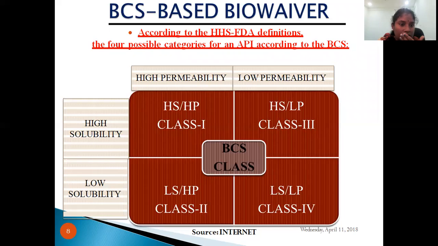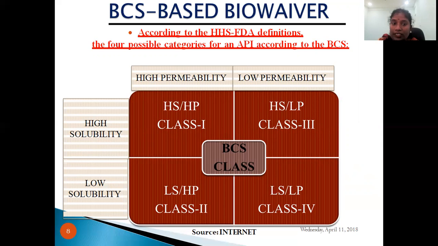What are the drug examples? Cimetidine, acyclovir, neomycin B, and captopril. Next is class 4 drugs. For these, both solubility and permeability are rate limiting steps. Examples of this class are chlorothiazide and taxol.